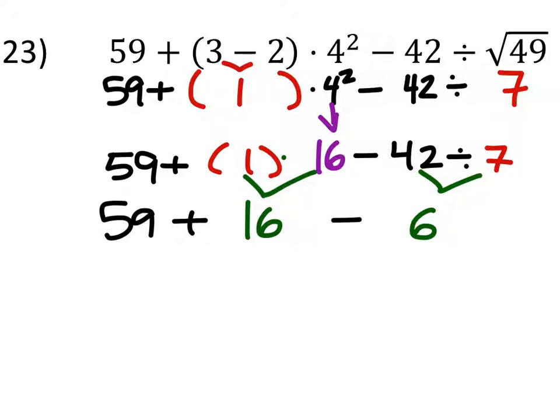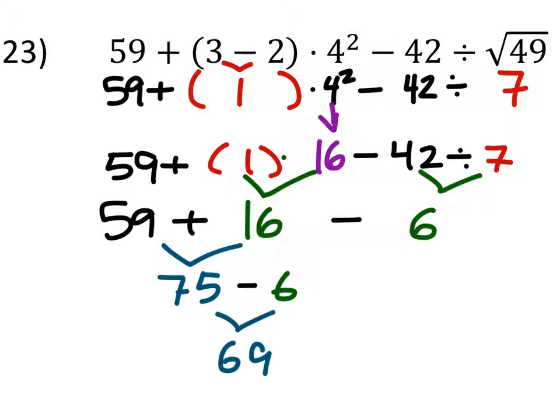So now we have this even more simplified problem. From left to right, because we just took care of the multiplication and division, we'll do addition and subtraction. So 59 plus 16 is 75. And then I've got the minus 6 still, which when I combine these, looks like I get 69.